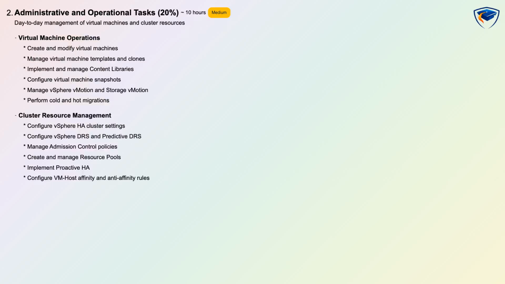On the cluster side you will configure vSphere HA, DRS and predictive DRS, admission control policies, resource pools, proactive HA, and VM to host affinity and anti-affinity rules.